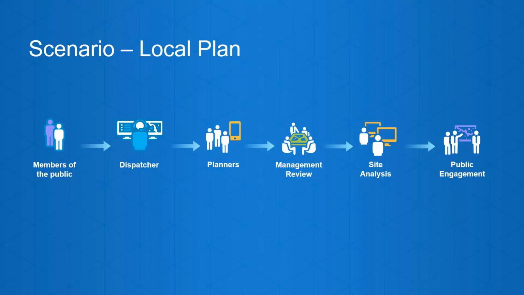In turn, a member of the staff in the office will see this site and assign a task to a planner to go and visit it. Once out in the field, the planner will be able to collect some additional information about the site. Back in the office, the management team can see an overview of the work being done.